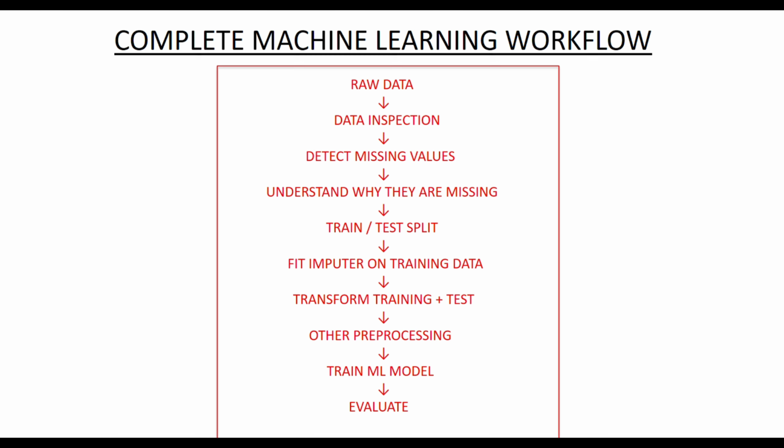We then choose an appropriate imputation technique. We learn the required imputation parameters like mean, median, or a regression equation using only the training data, then we apply that exact same transformation to both the training and testing data. After that, we continue with our pre-processing steps such as encoding categorical variables and scaling numerical features. Finally, we train our machine learning model on the clean training data and evaluate its true performance on the unseen test data. And that is how missing value handling fits perfectly into the larger machine learning pipeline.